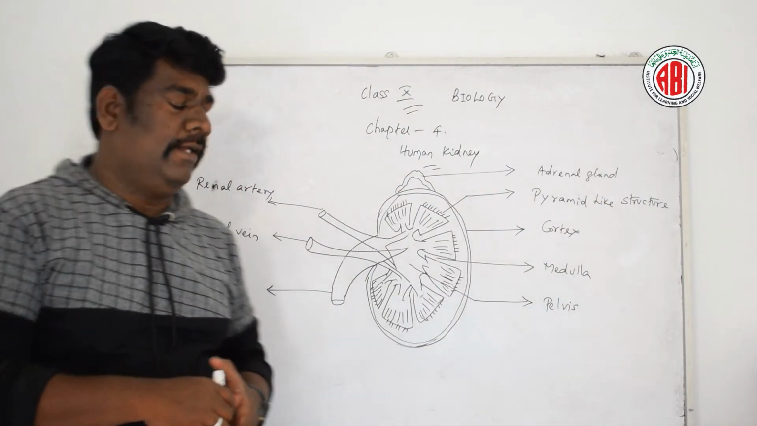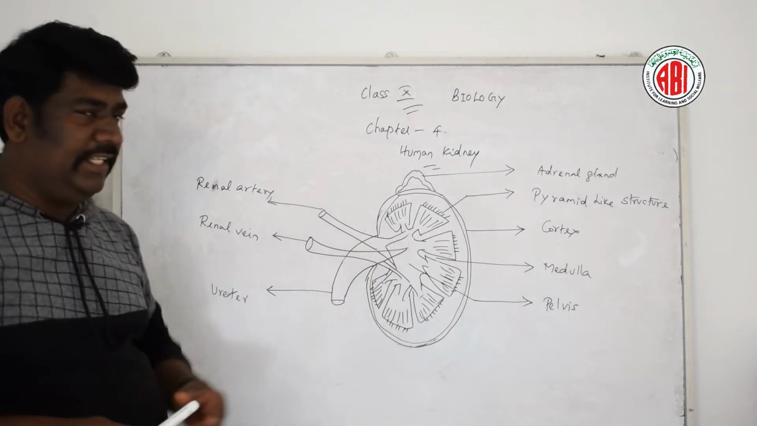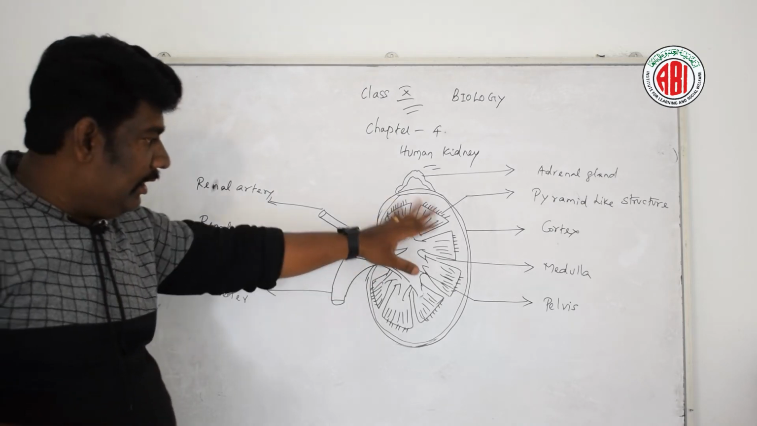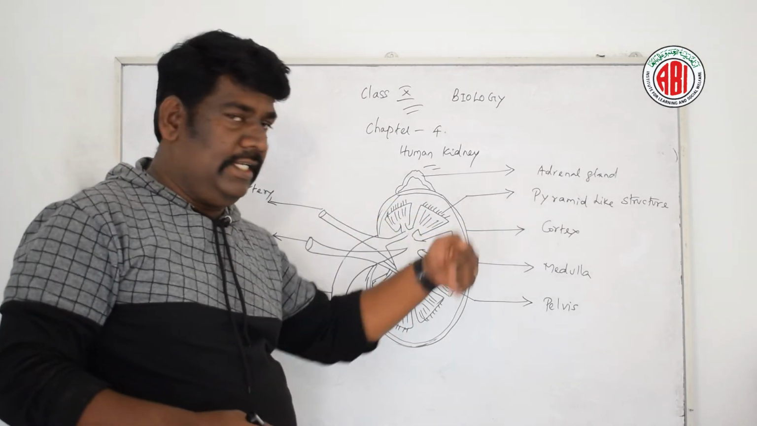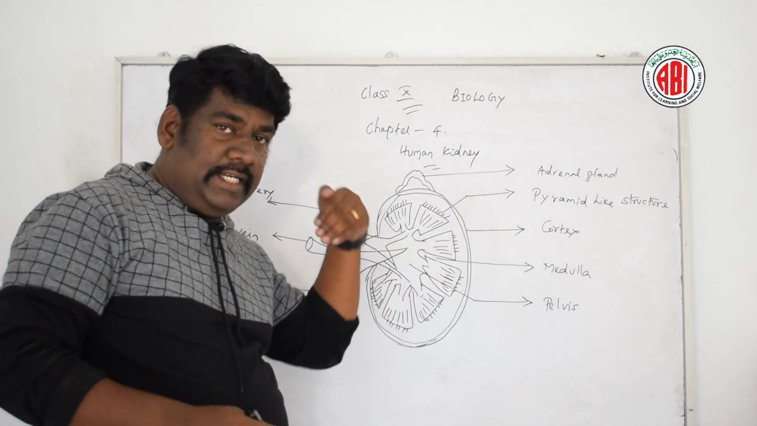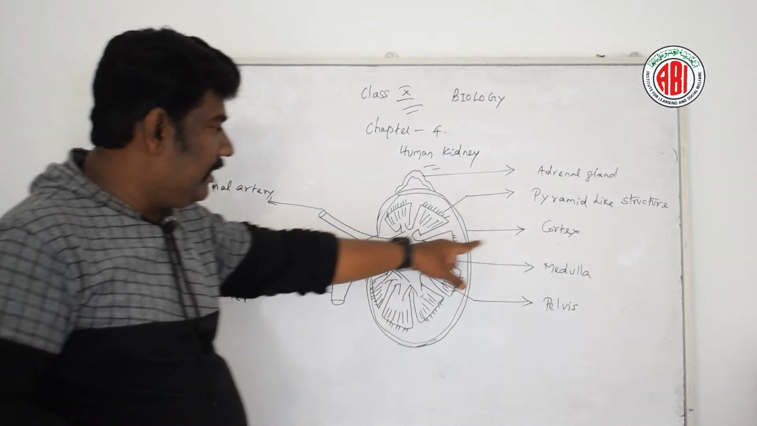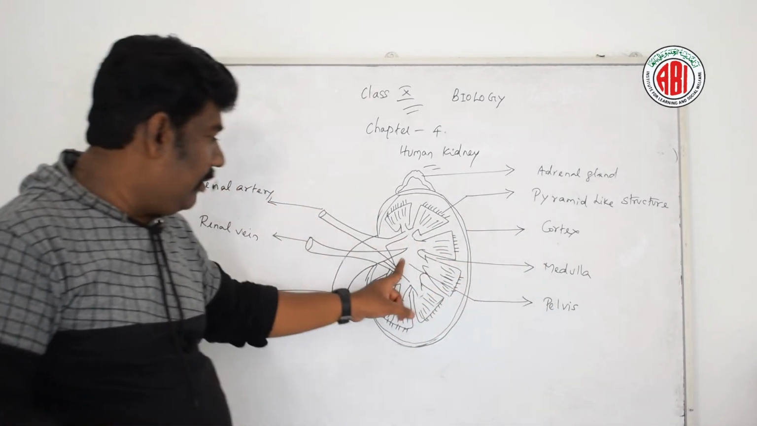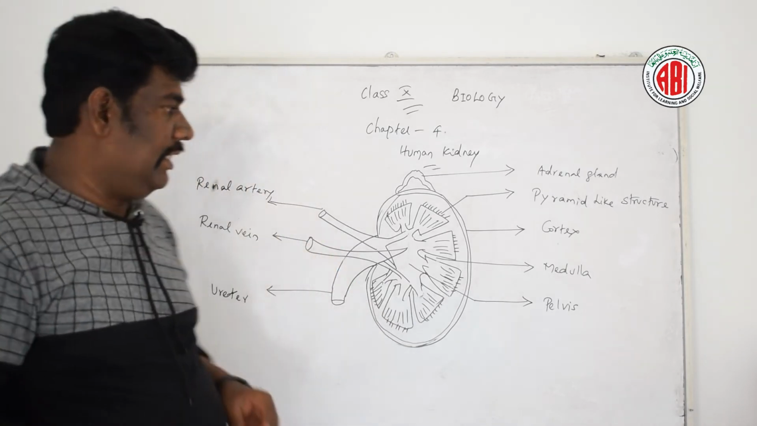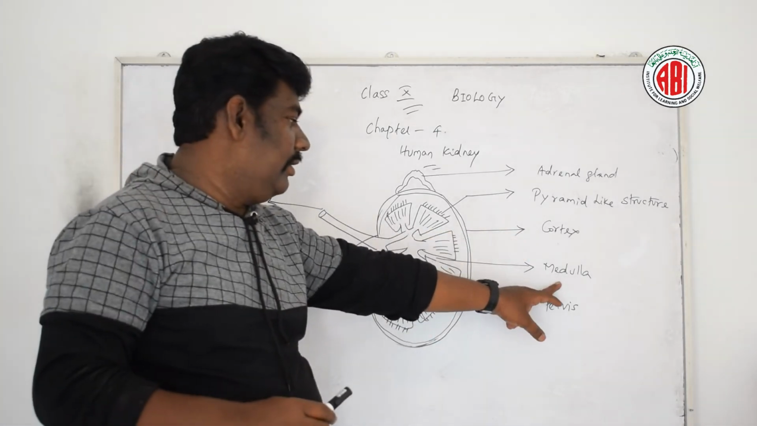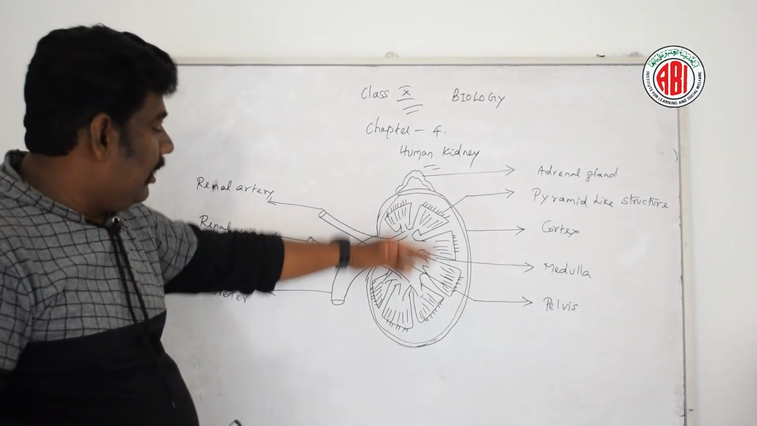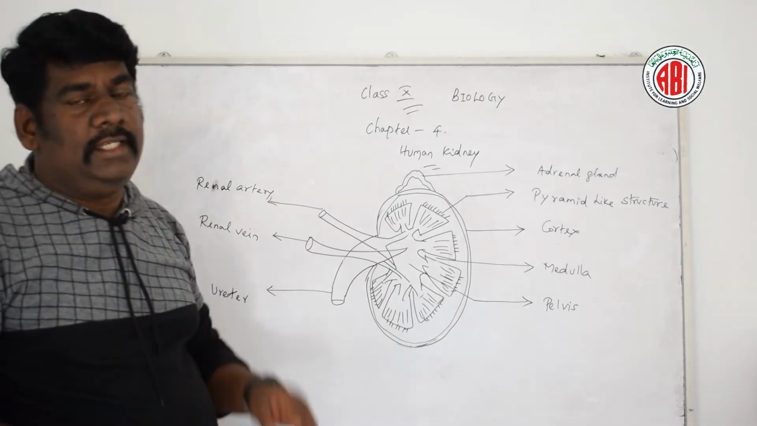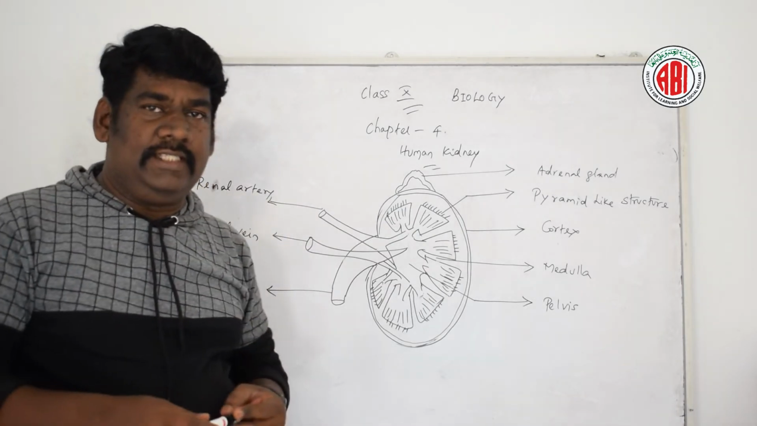Now let us see how to remember the labeling. The labelings are very easy here. This kidney structure is a bean-like structure, and in this kidney three parts are there: outside, middle, and inner side. The outside is called cortex, the middle part is called medulla, and the inner part is called pelvis. Three parts are done: outer, middle, and inner. And above the kidney there is a gland called adrenal gland. So four labelings are done, and the fifth and sixth labelings are very easy.